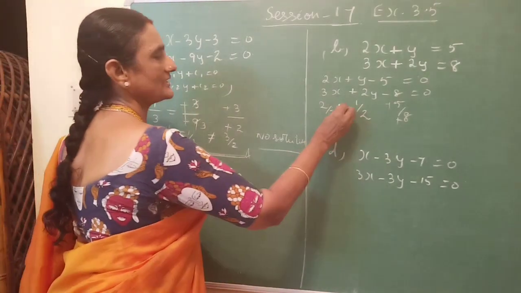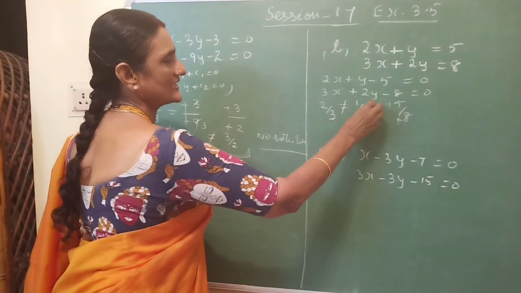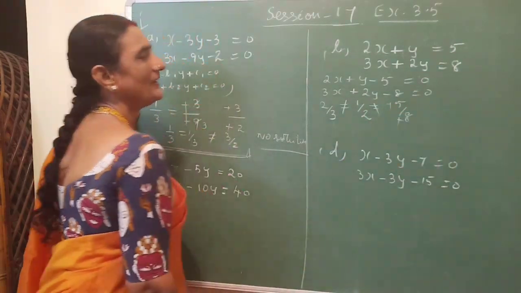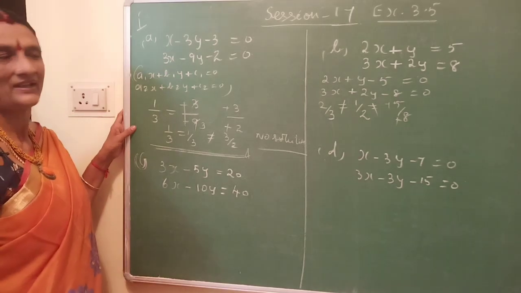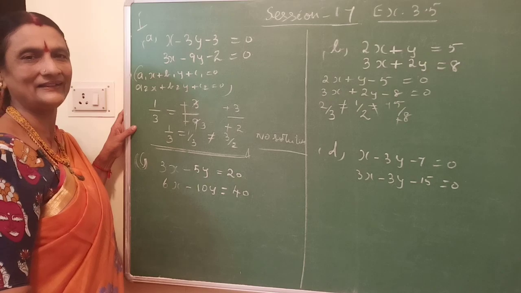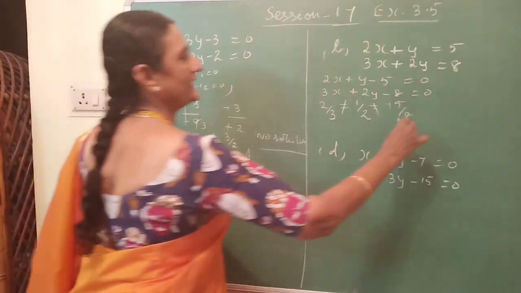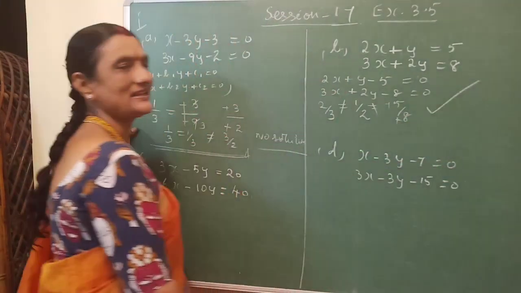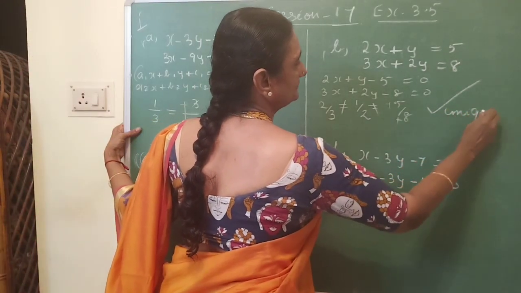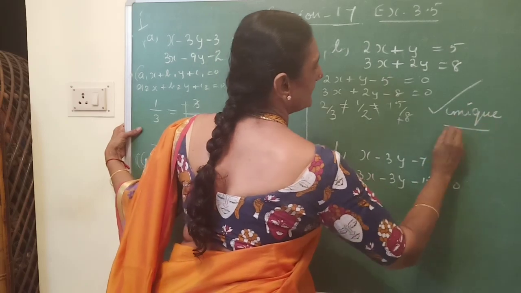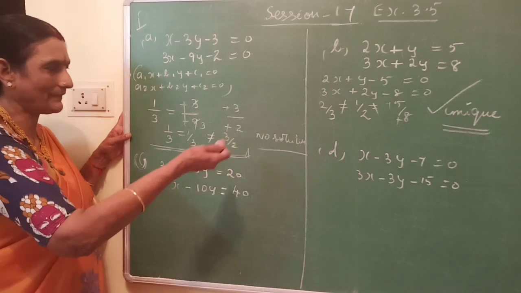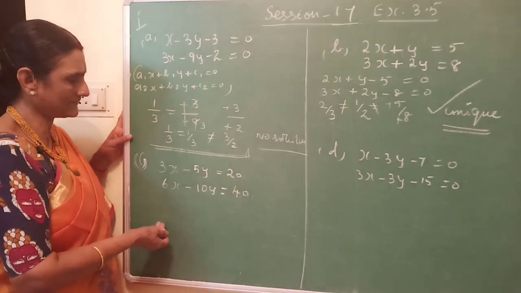So what do we get ultimately? 2 by 3, which is not equal to 1 by 2 and which is not equal to 5 by 8 also. So none of these ratios are equal to one another. Therefore, what can we say? The equations have a unique solution. So what do we write here? Unique solution. Solutions are unique. Are you understanding? Now get back to question number third subdivision.